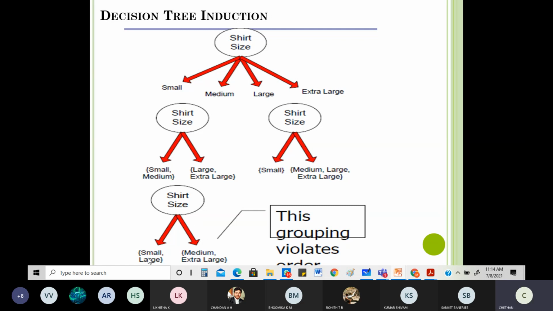See, small and medium in one place, it's fine. Rank 1, rank 2 in one place, fine. Rank 3 and 4 in one place, fine. It can't be like 1 and 3, 2 and 4. That is not possible. If you are doing it, you are violating the order of attributes. Okay, order of property of attributes.